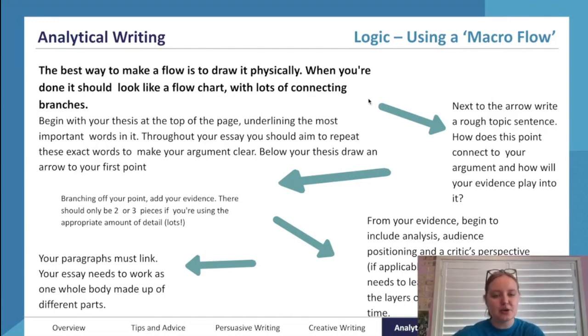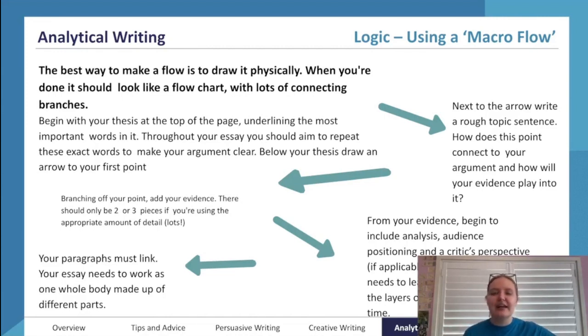And then below that topic sentence, this way over here, add your evidence. There should be only 2 or 3 pieces of evidence in your paragraph if you are using the appropriate amount of detail, which is lots. There needs to be lots of detail in all of your paragraphs. And then from your evidence, you begin to dot point little bits of analysis, audience positioning, and critic's perspective if that's applicable for the task that you're doing. Everything you write needs to link back to your thesis. So important. And you're adding the layers of your argument one at a time.